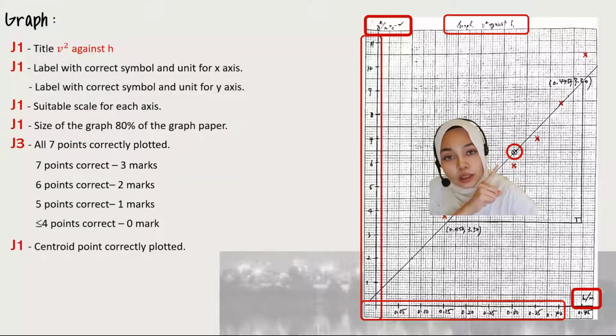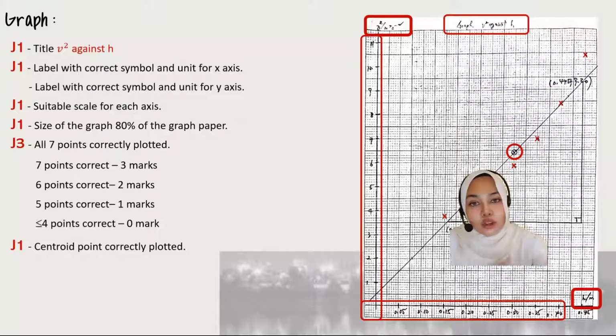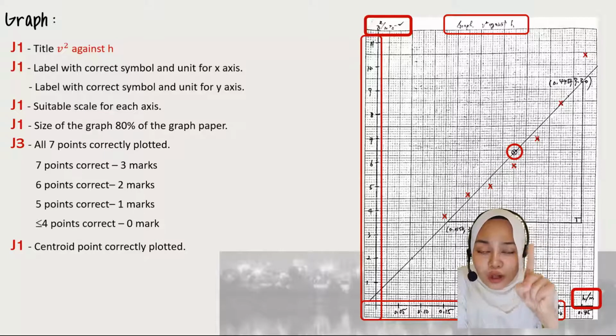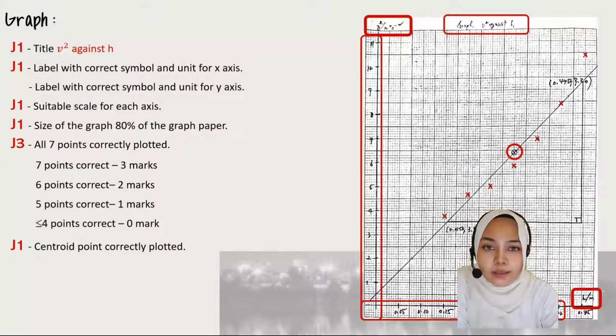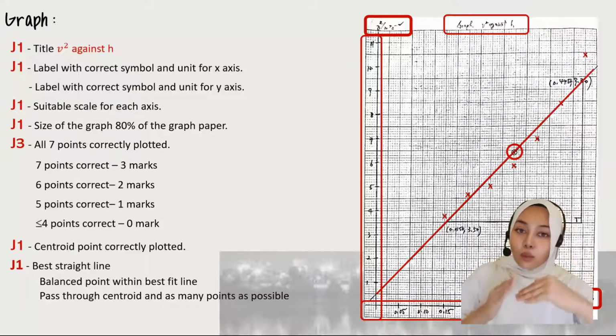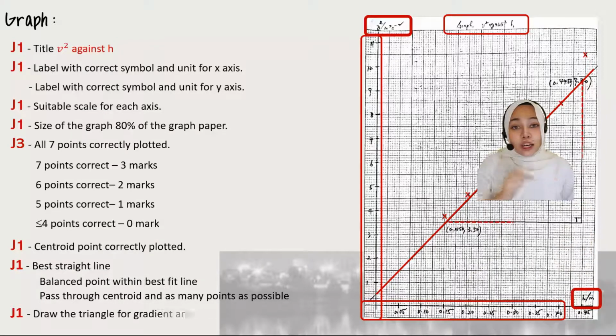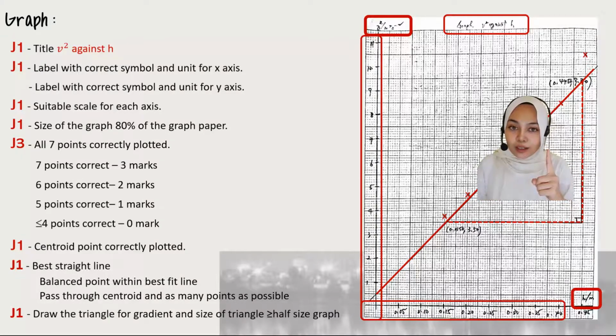Centroid point correctly plotted, 1 mark. For the centroid, make sure you circle the plotting. This is to distinguish between the centroid and the other data plotting. Best line, when it's balanced for best fit line, and pass through centroid and as many plot as possible, 1 mark. Draw the triangle and the size of the triangle is more than half of the graph, 1 mark.